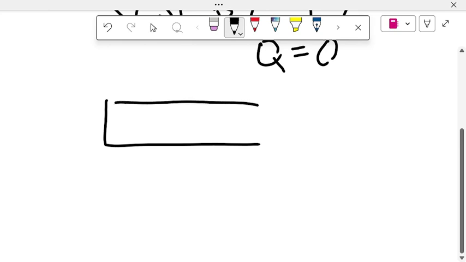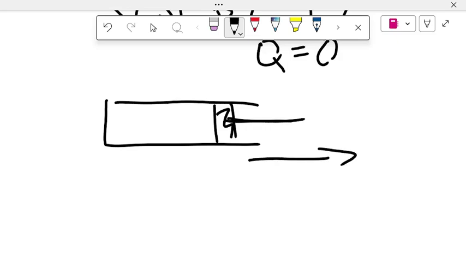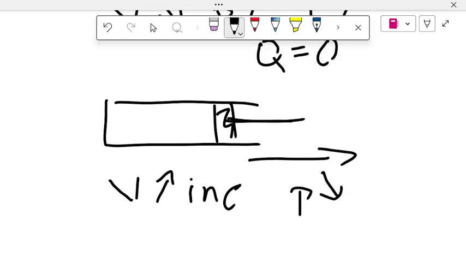So if I do the opposite, if I take the piston in that direction, volume increases, pressure decreases, and the temperature of the gas decreases.